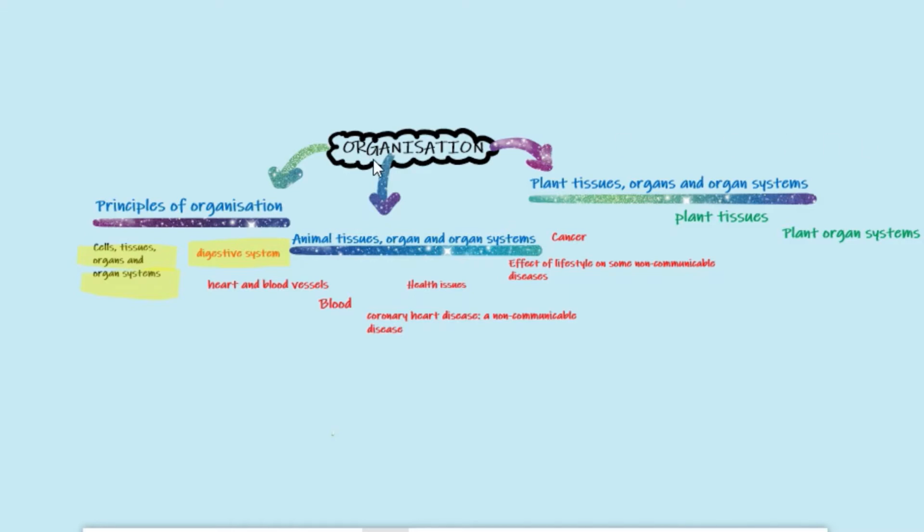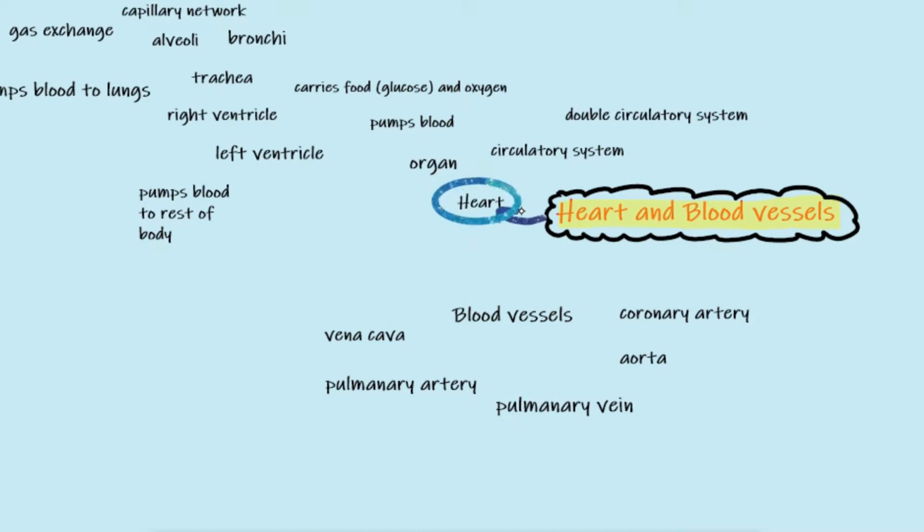We're on the organisation topic, and if you've been watching my videos, you'll know that we have just finished the digestive system. Today, we're going to move on to the heart and the blood vessels. As always, I'll include tips, linking words and exam questions in this video. Keep watching. In this video, we will look at the heart and we will look at the blood vessels.